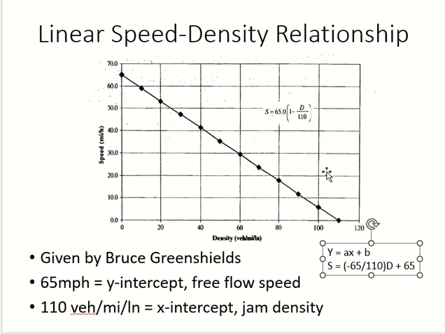Now, what is 65? Maximum speed, right? 65 is maximum speed, and what did we call it? Free flow speed. And 110 is what? Maximum density, and we call it jam density. Okay, clear till now?